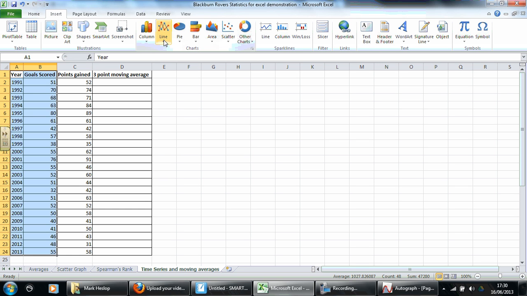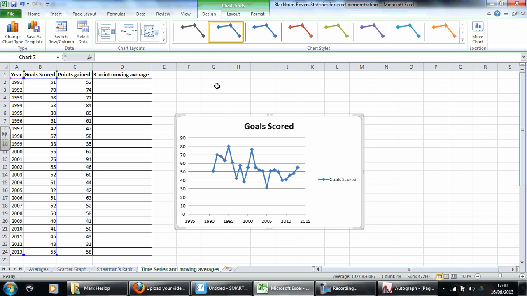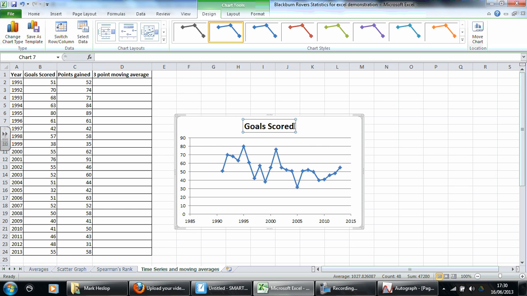So to do that, even though this is against what you know, that Excel gives things weird names, you actually go scatter. And you want this one here where it shows the points and joins them up with straight lines. As you can see, we've now got time on the x-axis that I wanted, goals scored on the y-axis. And again, I'll make the title goals scored over time.